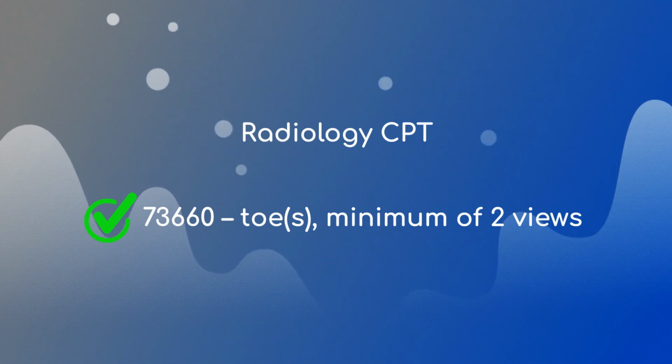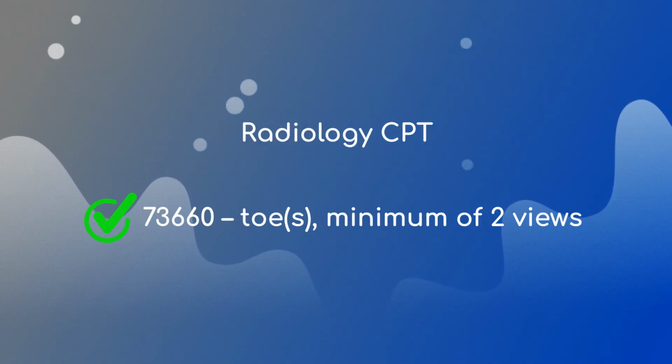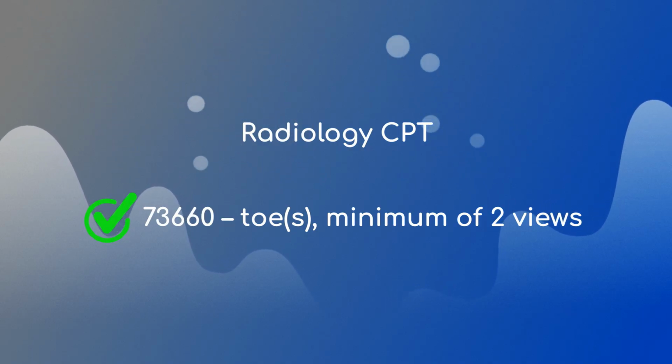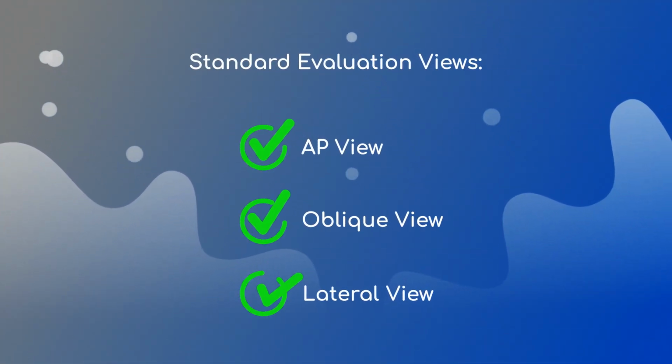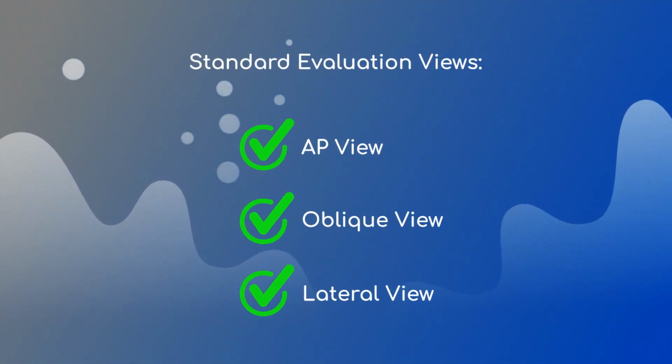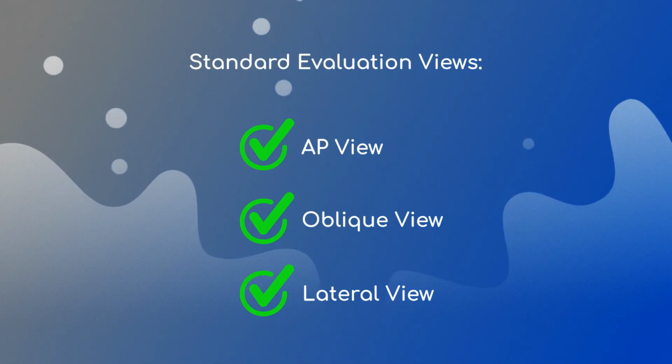73660, Radiologic Examination, toes, minimum of 2 views, used for radiographic evaluation of 1 or more toes when at least 2 views are documented. These radiographic views are used to assess fractures, dislocations, deformities, and sesamoid pathology in the toes. View type determines CPT selection.